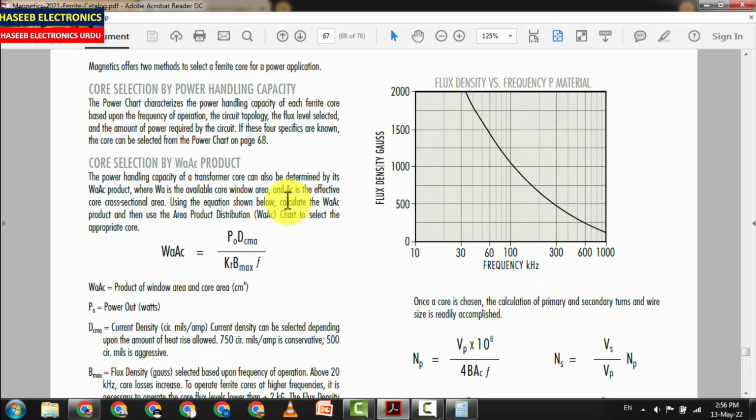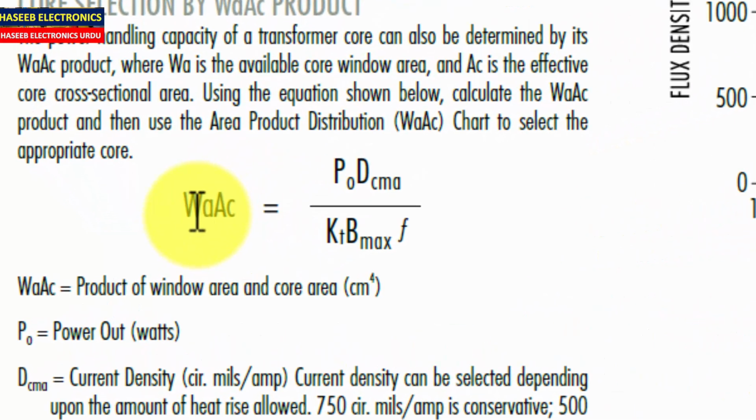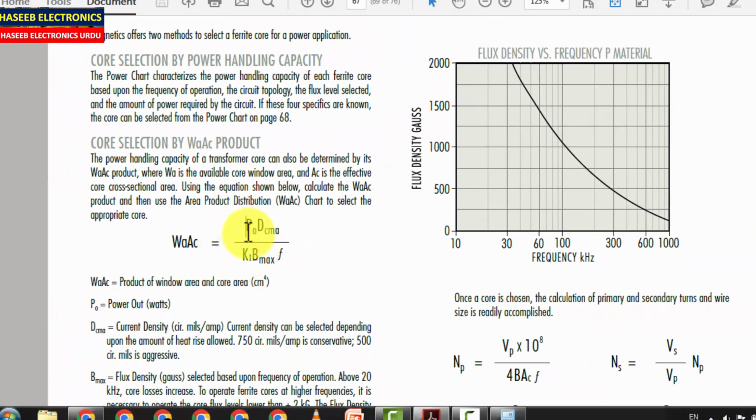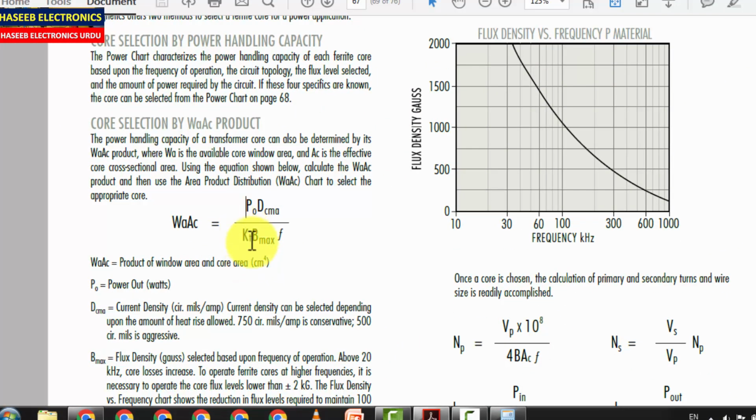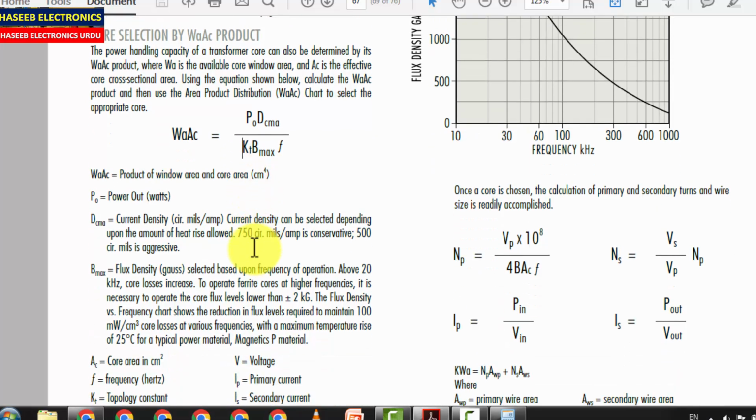For transformer design, first you have to know what you need. You have two methods. The one is power handling. The second is the window area, core area method, the WaAc method, that is calculated by this formula. Then you can also calculate by the power handling, that is the Kg method. The Kg method is also excellent. So power out, DCMA, KF, topology constant, Bmax and frequency. The frequency is very critical for a transformer design. When you increase the frequency, the core size will decrease automatically.